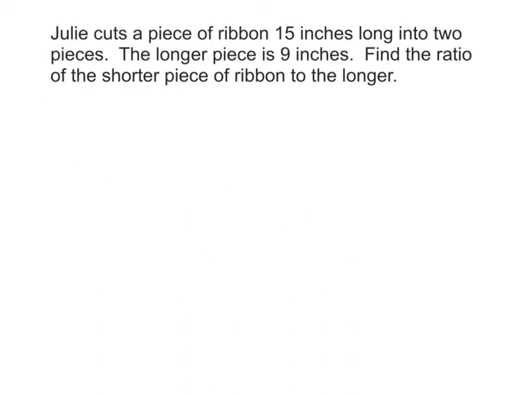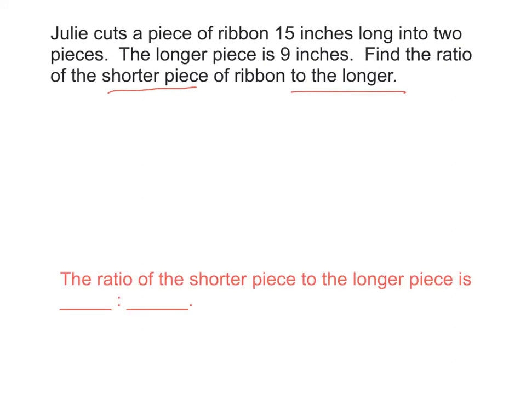Pause the video and see if you can apply what you've learned to this problem. This time the question is, find the ratio of the shorter piece to the longer. So I'll start with my sentence answer. The ratio of the shorter piece to the longer piece is blank to blank. My "to" is represented by the colon. Here's my "to" in the problem. So we're going to have shorter to longer.